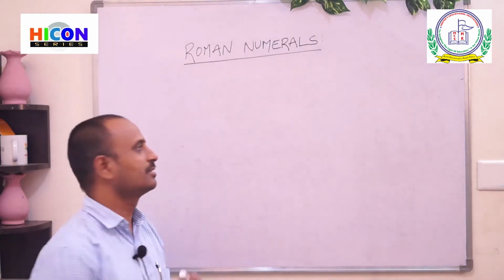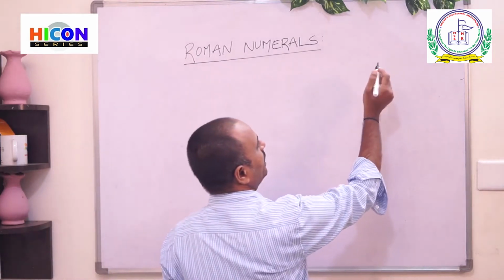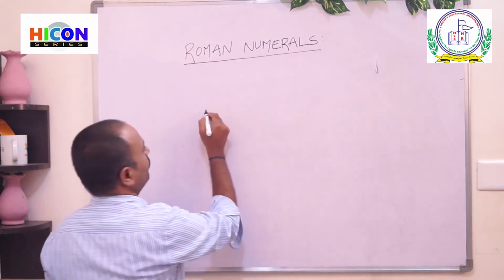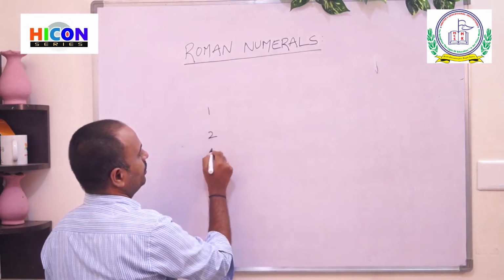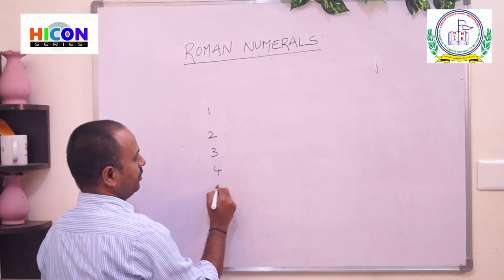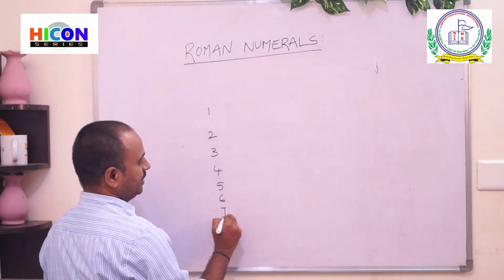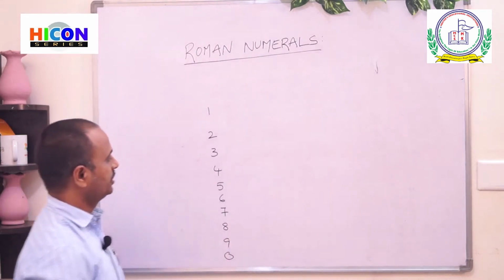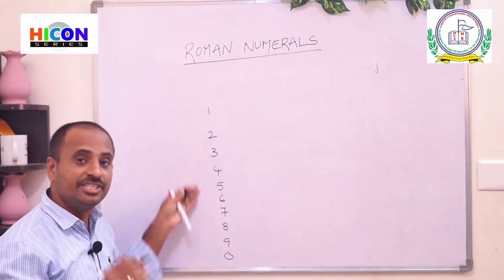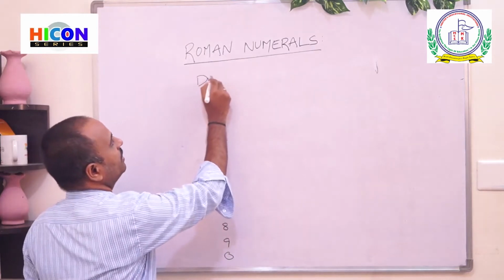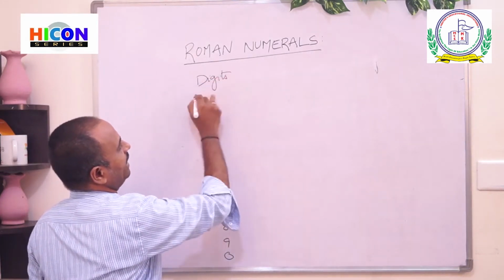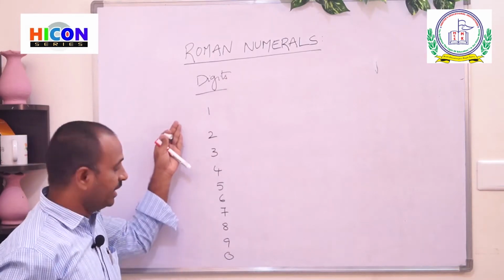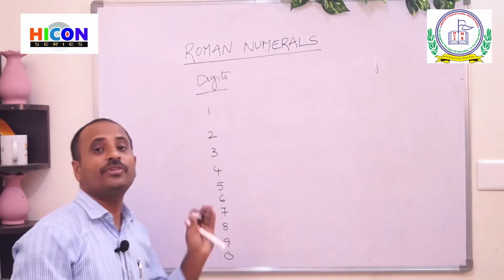That means 10 digits. So we will write the different numbers: 1, 2, 3, 4, 5, 6, 7, 8, 9 and 0. Children, these are called digits. We have 10 digits in total, and we will use combinations of these digits to write different numbers.